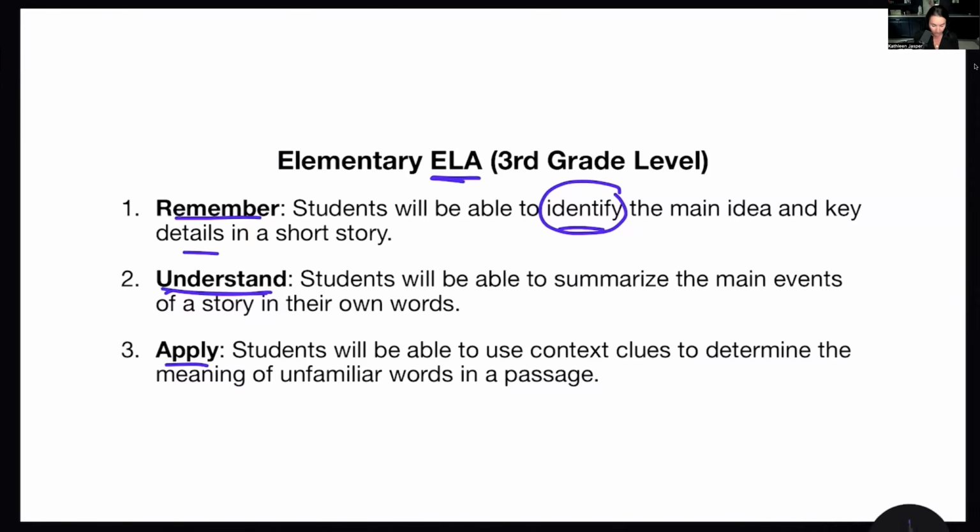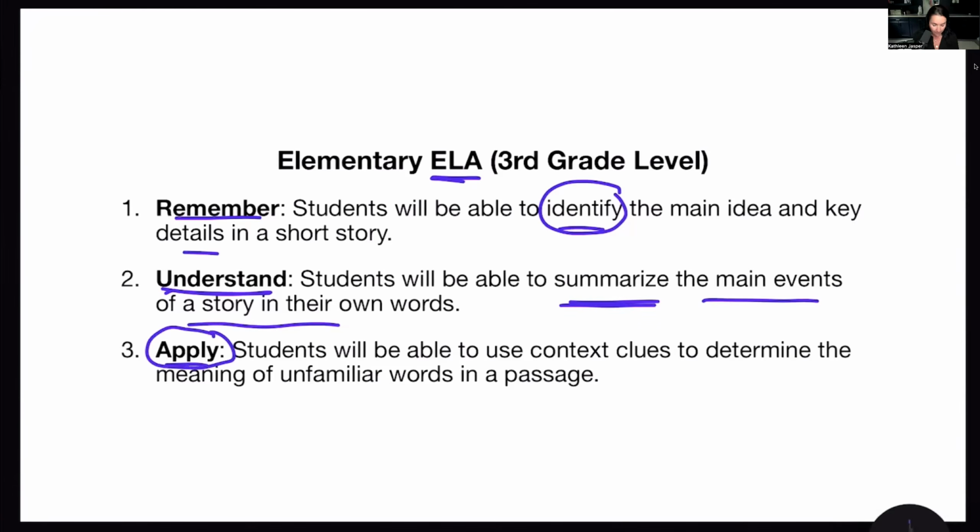Then we move up a little bit further on understanding. Students will be able to summarize, okay? A little bit higher level skill here from just identifying. We're taking a bunch of little elements and we're putting them in our own words. So we'll be able to summarize the main events of the story. This is actually a higher level skill when we're talking about comprehension. So reading comprehension here, to summarize, we're moving up that Bloom's taxonomy.